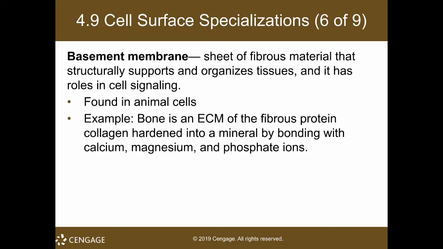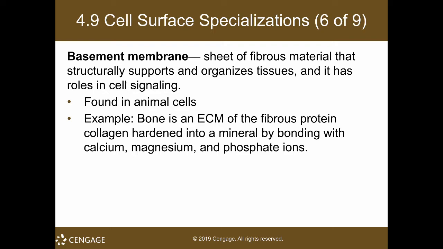The basement membrane, another type of extracellular matrix, is a sheet of fibrous material that structurally supports and organizes the tissues. It's actually the base on which the cells adhere to form the tissues. It also has roles in cell signaling. They are found in animal cells. An example of such a matrix is the bone.